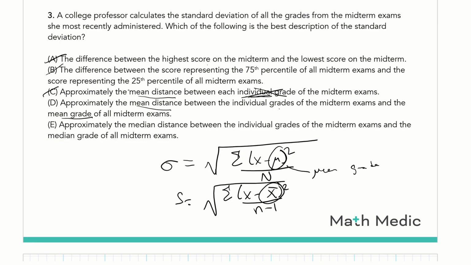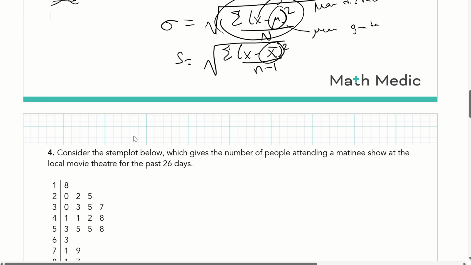Mean grade, and then this is the grade. And then this is just a mean distance. So yes, that's true. And it's not the distance between the midterm exams and the median grade, so that would be incorrect. It's between the mean, right? All right, so it's D.